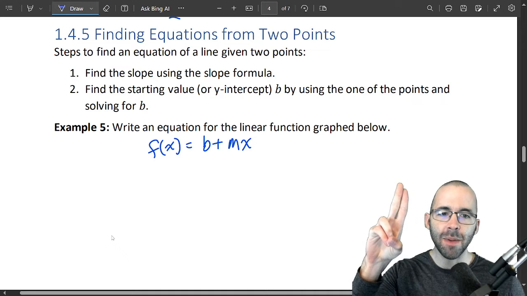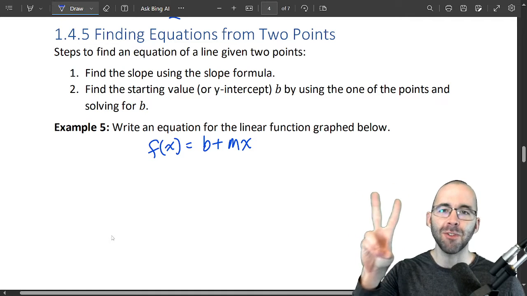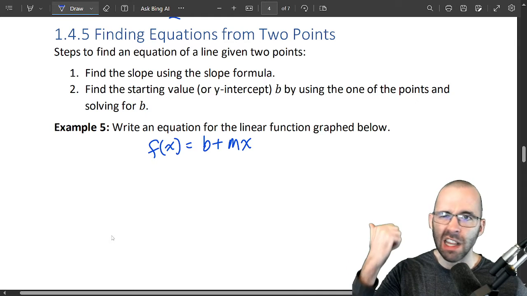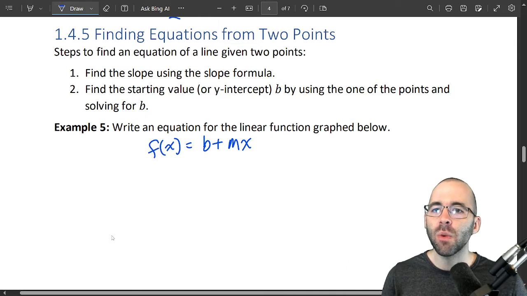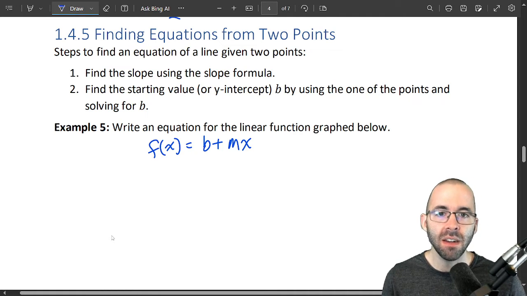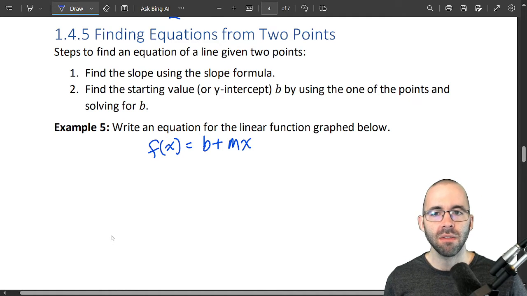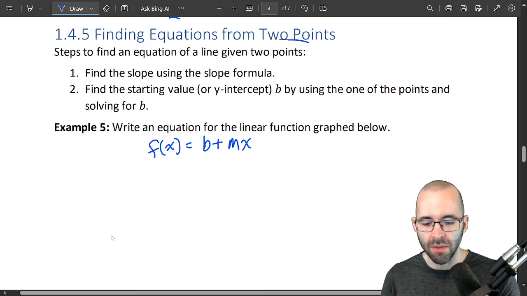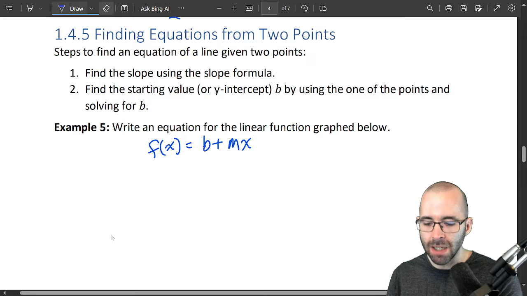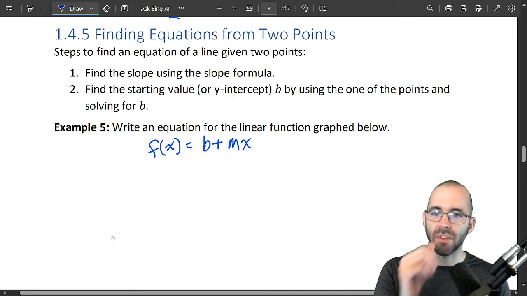We got a step-by-step method. I wrote out 2 steps for you. First one is find the slope. We're good at that. We did that in the last 2 videos. The second one is find the starting value, otherwise known as the y-intercept, b, by using one of the points that we've got. We know we have 2 points, so just choose one of them, and then solve for b. Let's do that with example 5.